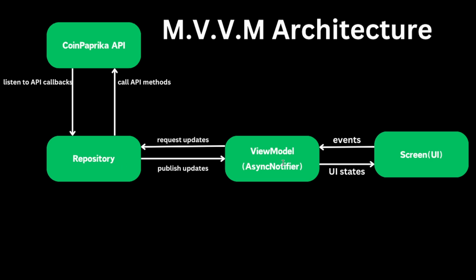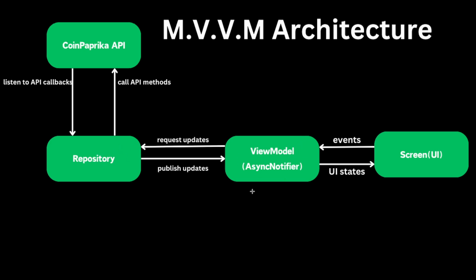And then once we get the data from our repository, we have what we call the view model. The purpose of the view model is to request updates from the repository. And if there are any updates from the repository, it's going to publish the updates to the view model. The view model's output are the UI states, and its input are the events. So if a user clicks on the Bitcoin, as you saw, that's an event, and that event is going to trigger the view model, which is going to request the update, like it's going to get the Bitcoin data from the repository.